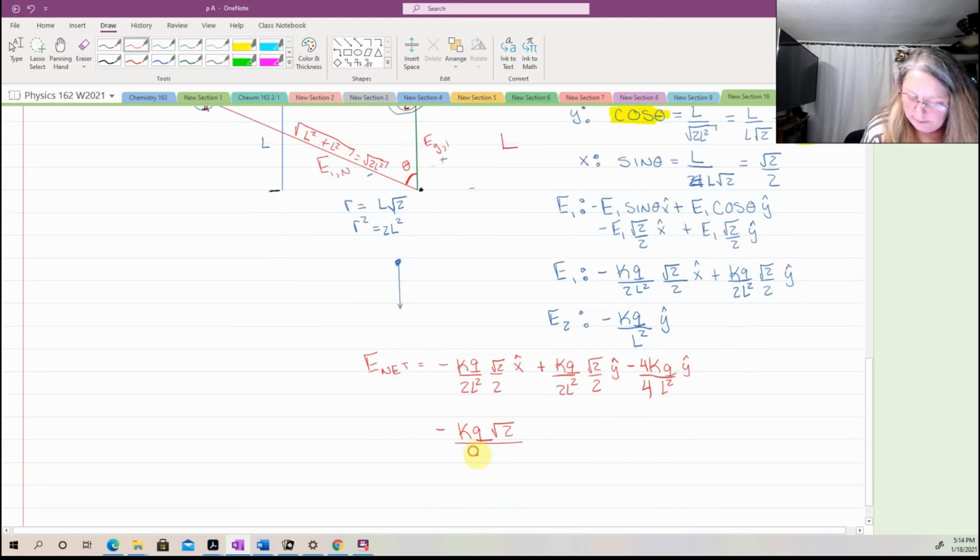Root 2 over 4L squared. Let's see, plus, I'm going to make my life easier and factor out my kq. Just make it a little easier to see what will simplify and what won't. What am I left with? X hat. I am left with my root 2 minus 4, and all of that is divided by my 4L squared, y hat. And that is my E net.